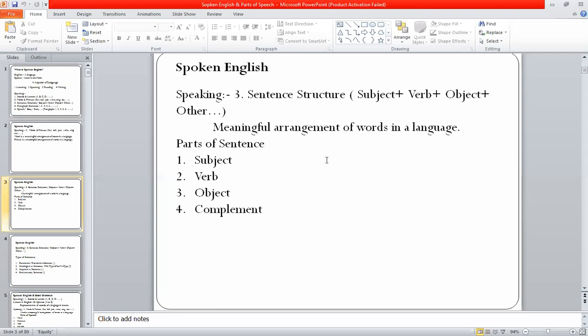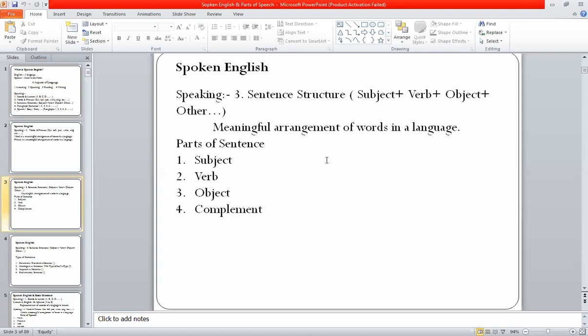Then what are the parts of a sentence? The sentence is made up of four parts. The parts of a sentence are: first is subject, second is verb, third is object, and fourth is complement. Generally we write any type of sentence with this structure, or with the arrangement of these types of words.